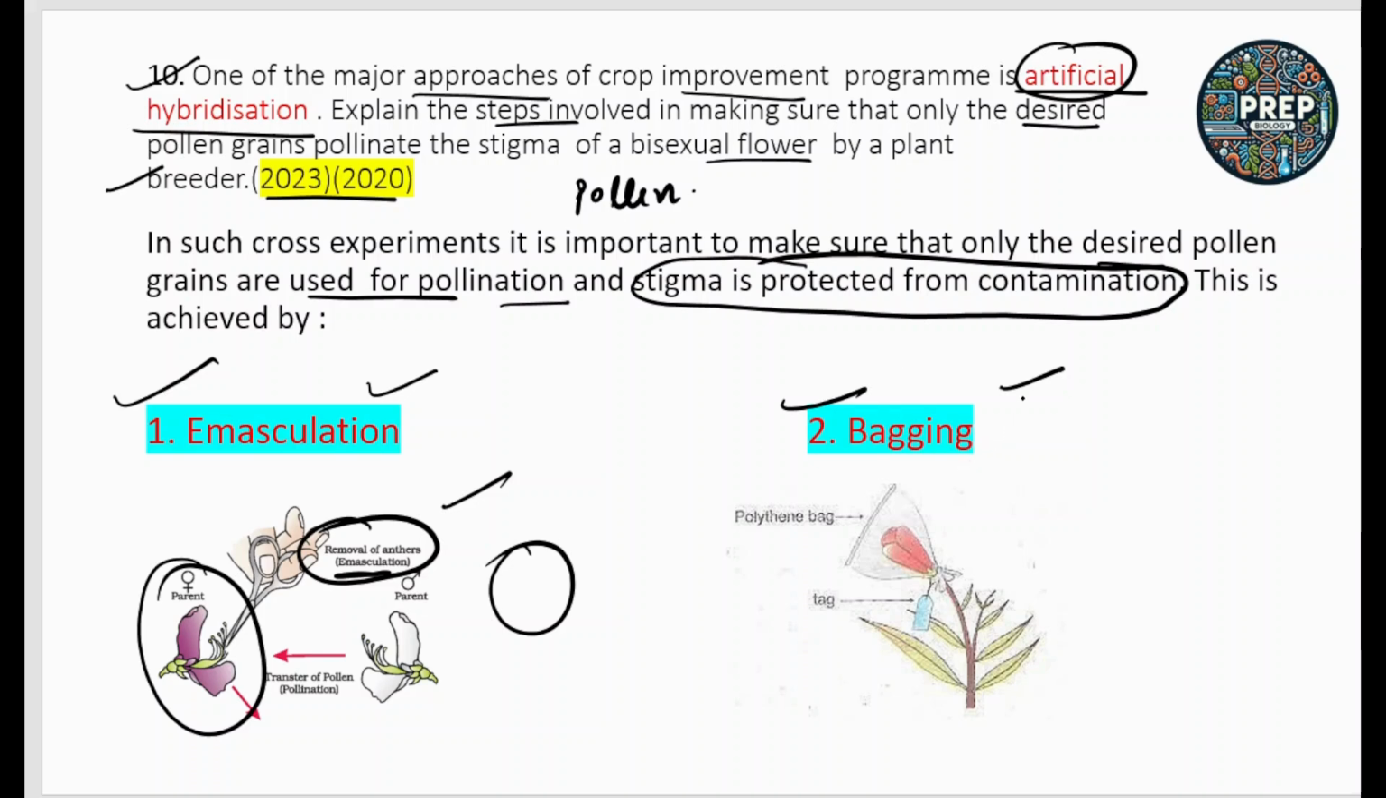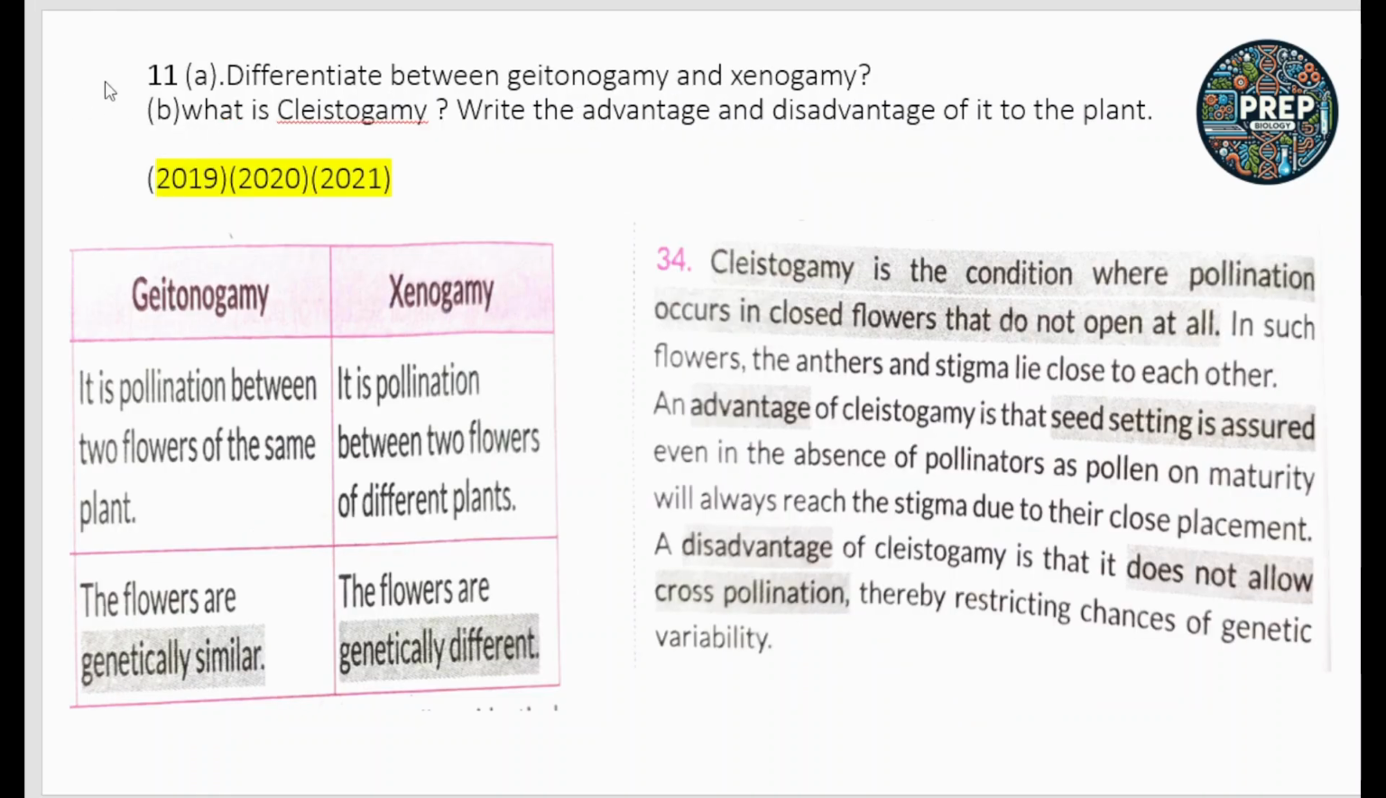The bagging involves the covering. This is the covering by the polythene bag or the butter paper in order to protect them from contamination by the foreign or undesirable pollen. So these are the two techniques which come under artificial hybridization, and they help the desired pollen grains pollinate the stigma of the bisexual flower by a plant breeder. So these emasculation and bagging techniques are important.